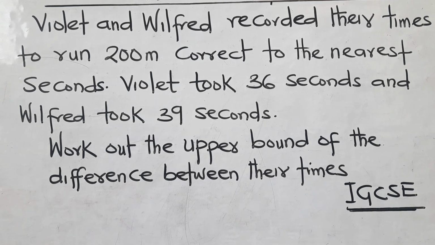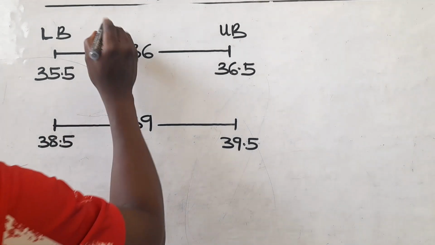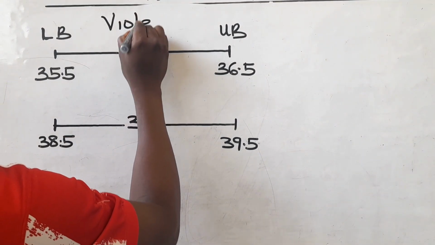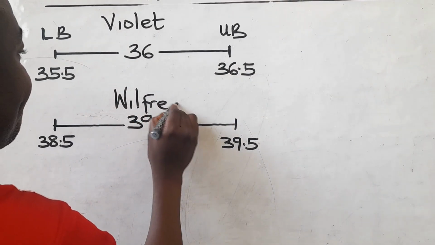It's an IGCSE question. Now, let's see. We're going to solve it now to the nearest second. Now, these are their times in seconds, both for the lower bound for Violet and Wilfred. So, this is for Violet. This is for Violet. And this is for Wilfred.